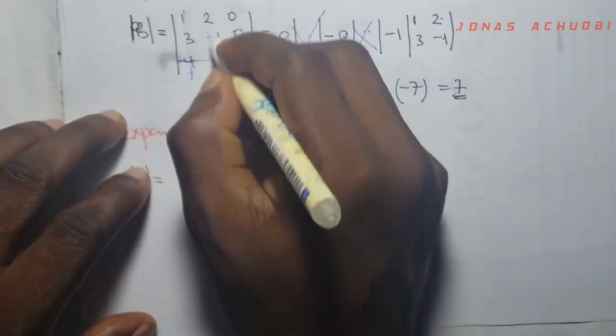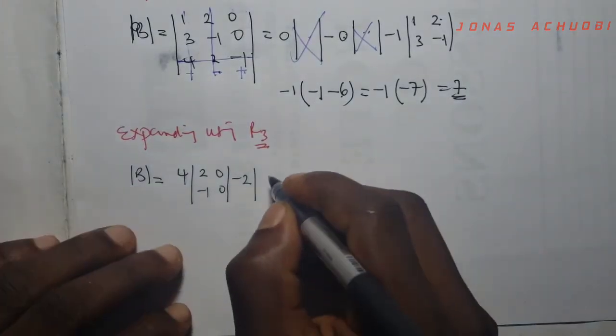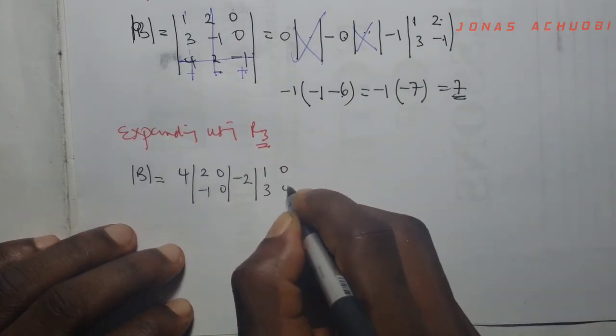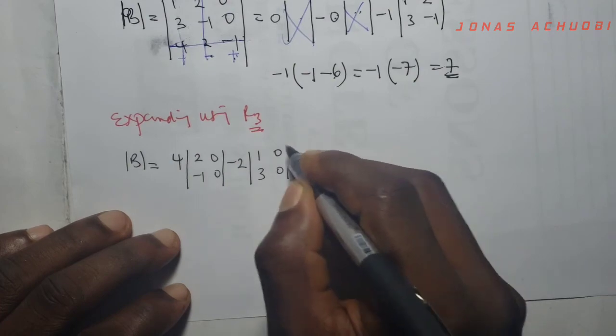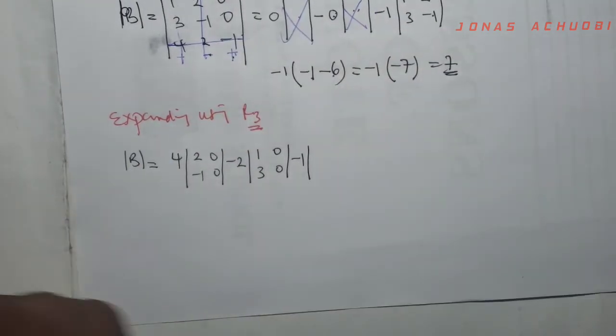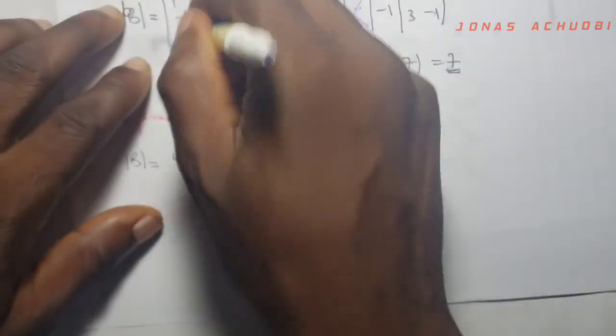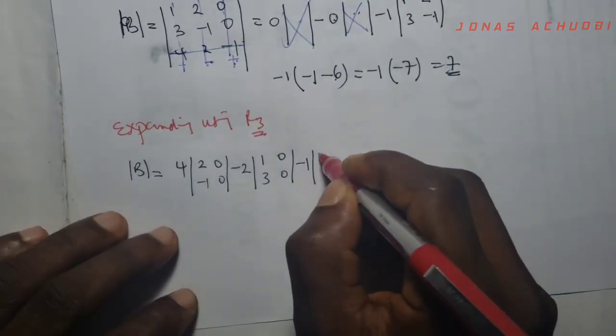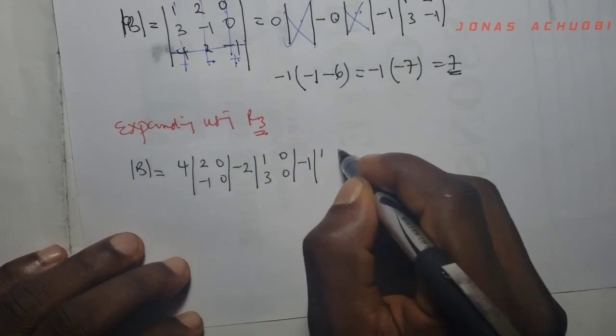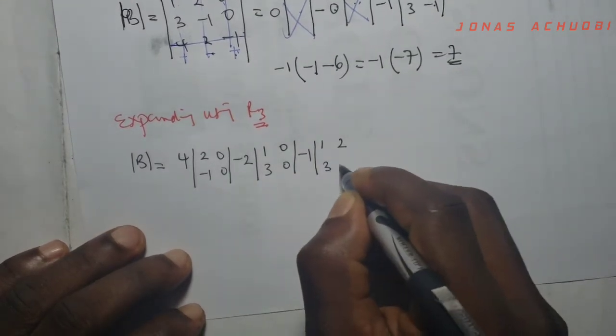So we delete the row and the column. What do we have? 1, 0, 3, 0. The last one is -1. So this is plus, that's minus. Plus times minus is minus. So -1 into, again, we come here, delete the row and the column. And what we have is 1, 1, 2, 3, and -1.